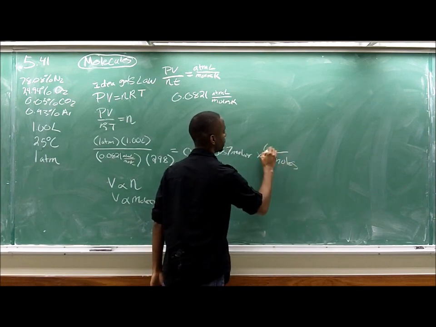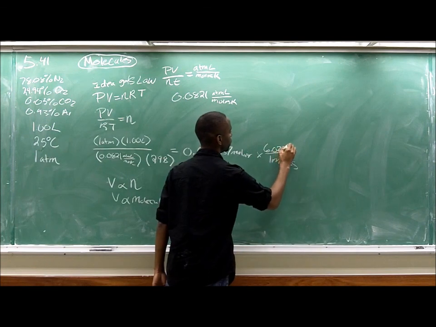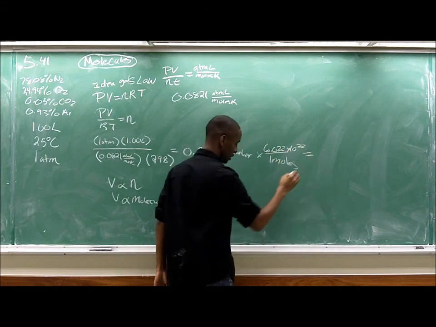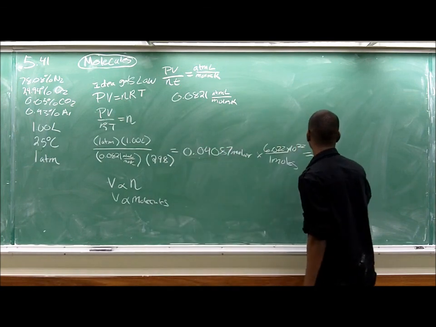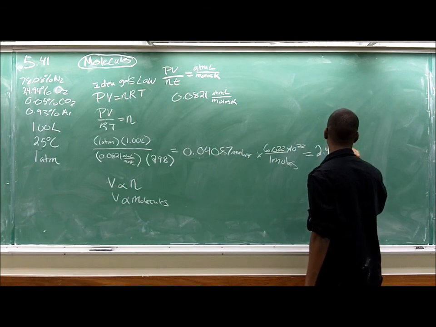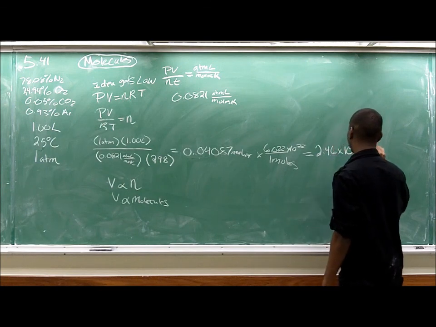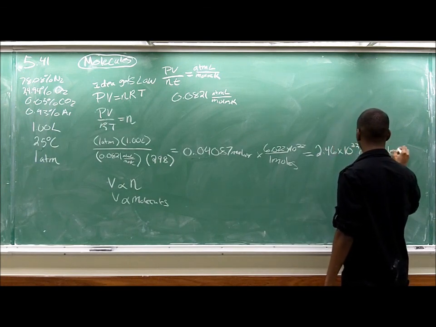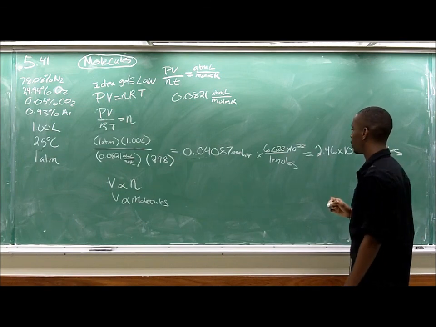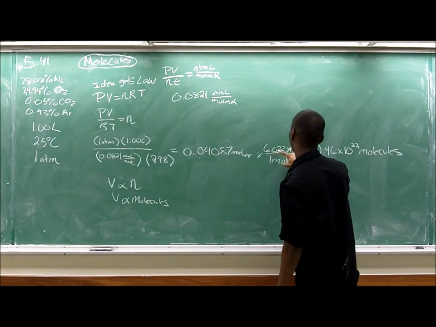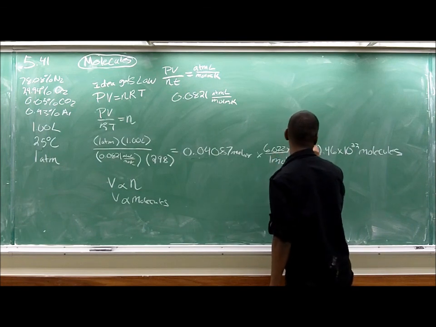We have 6.022 times 10 to the 23rd molecules per mole, and that gives us 2.46 times 10 to the 22nd molecules.